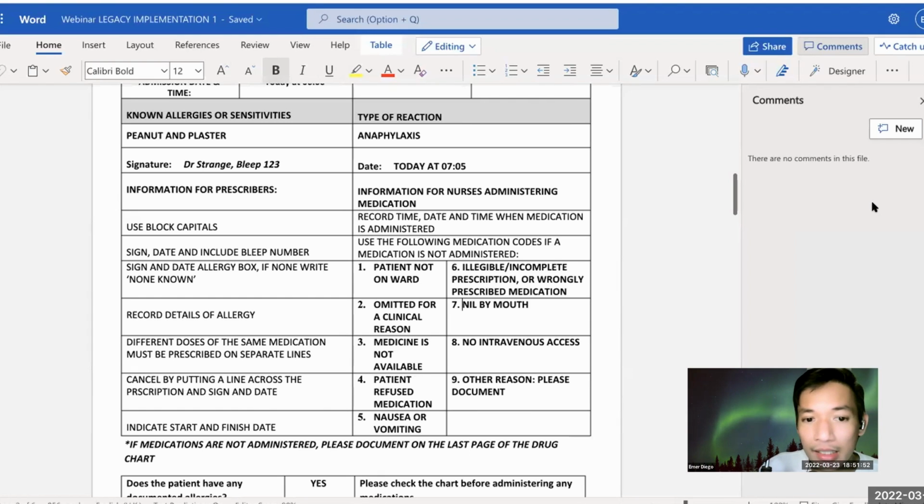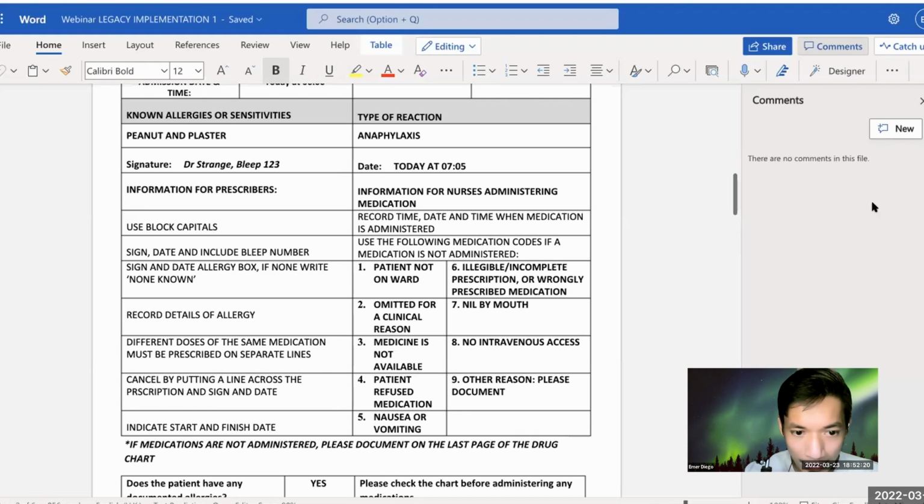Number six, if the medication or the prescription is incomplete or wrongly prescribed. That means if on the examination your drug chart or your prescription is incomplete, you cannot give it. Number seven, nil by mouth, of course. Number eight, no intravenous access. And number nine, others.